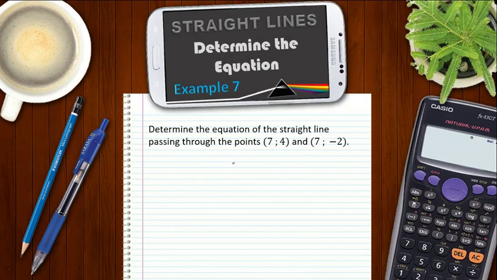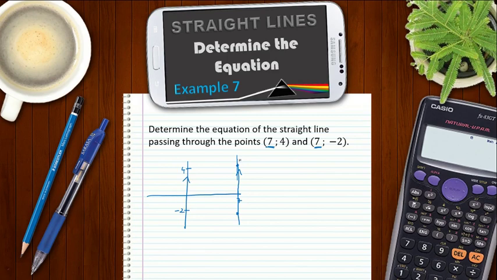Example 7, determine the equation of the straight line passing through the points (7, 4) and (7, minus 2). Now in this case, much like the previous example, except now both our x values are constant. So this line would look like this. If my points 4 over here and minus 2 over here and 7 lies somewhere here, then one point lies over there, my other point lies over here, and the straight line going through these 2 points is exactly parallel to the y-axis in this case.